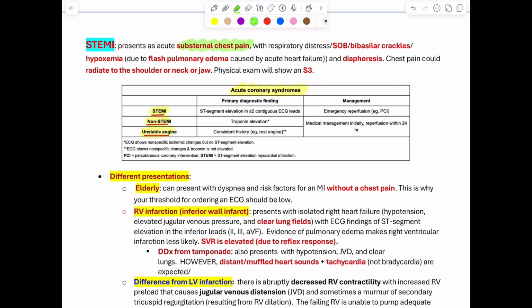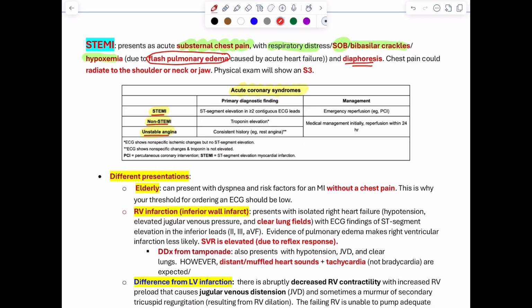Okay, and sometimes, not always, you can get respiratory distress, like shortness of breath, bibasilar crackles, I can't say that word, bibasilar crackles, or hypoxemia, and this is because sometimes when you have an MI, you get flash pulmonary edema. So you get all of these acute pulmonary symptoms and diaphoresis. But you don't always get all of these. Sometimes it could be vague, but most of the time when they're trying to test your knowledge of the management, they're going to make it clear they're talking about an acute coronary syndrome.